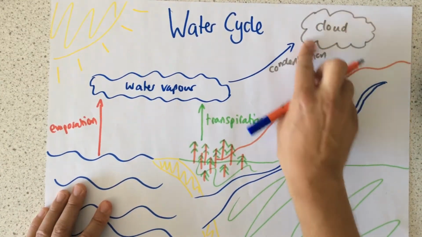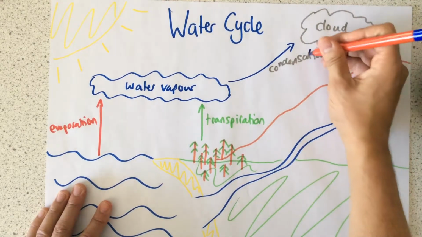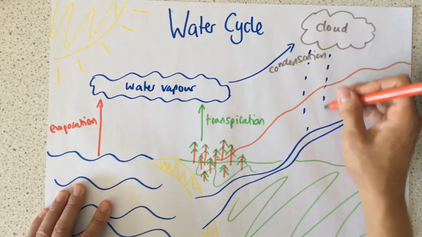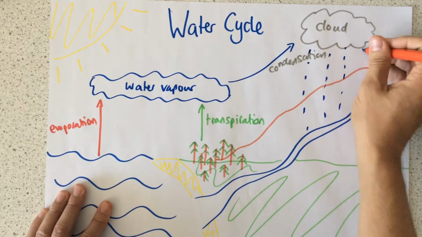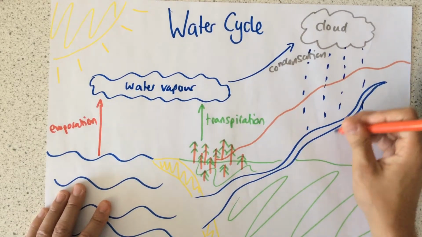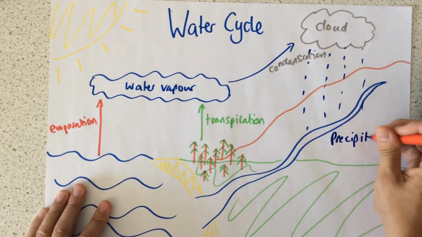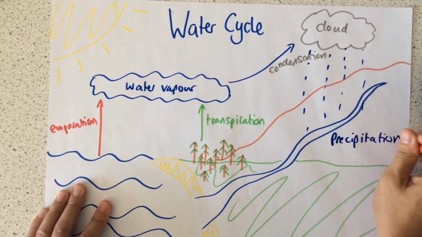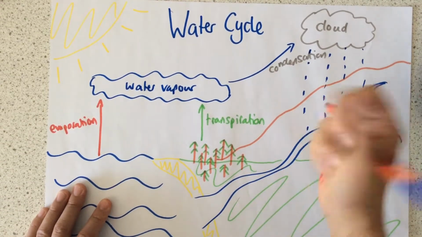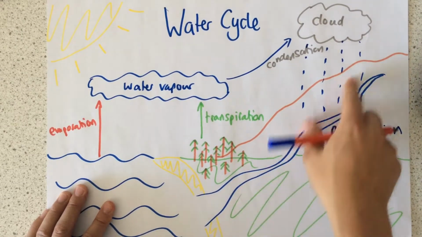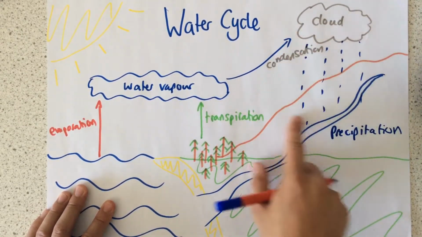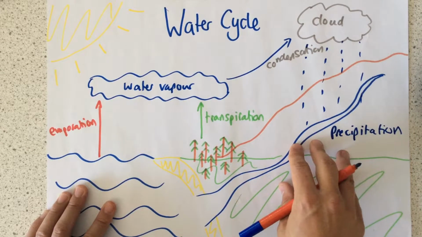So what's going to happen next to our water? Well, we're going to have it falling down. As rain, it could be snow, it could be sleet. Now that term is called precipitation. The reason why we don't just say rain is because it can be snow, it could be sleet, it could be rain. So precipitation is just water falling from the sky like that.